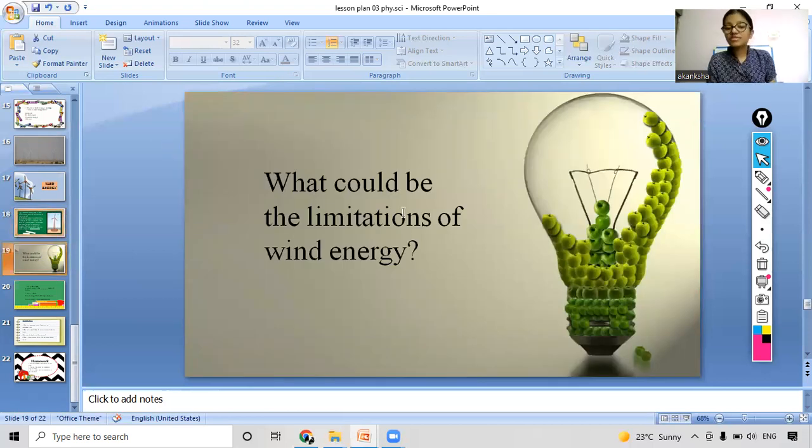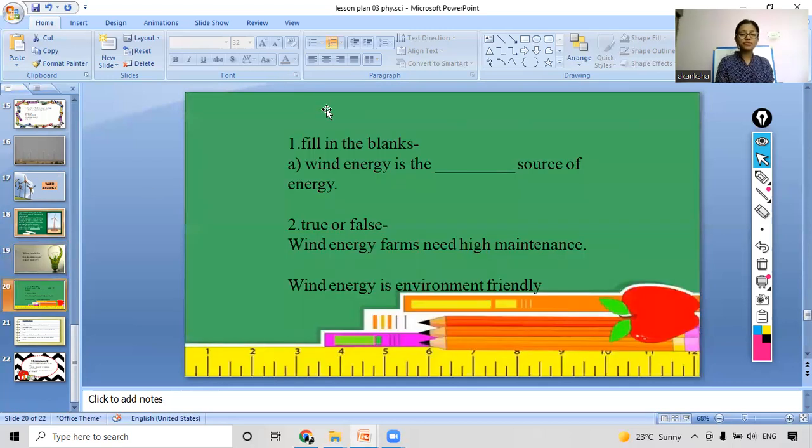So now comes the curiosity question. What could be the limitations of wind energy according to you? Any limitations? Okay, we just discussed it. Yes, it requires a very big area to be built, right? So that is one of the disadvantages. And yes, it is costly also. The installation is costly and it produces less energy. Yes, you all gave the right answers. So now we will move on ahead and see some more questions.